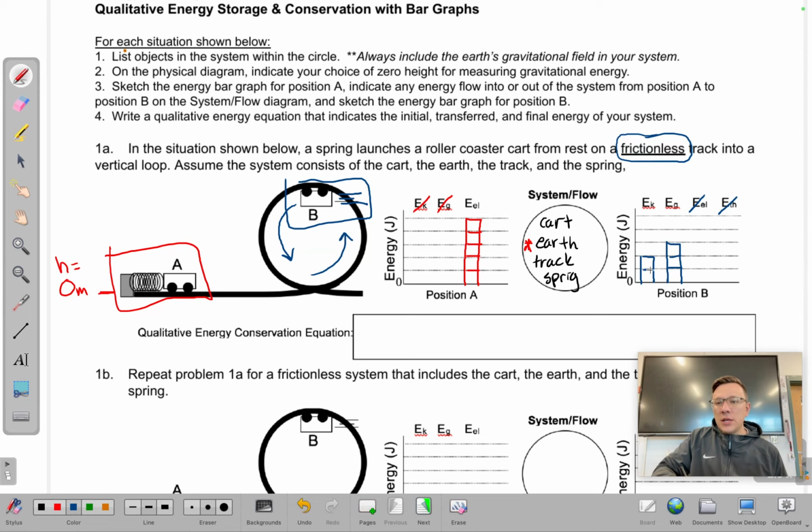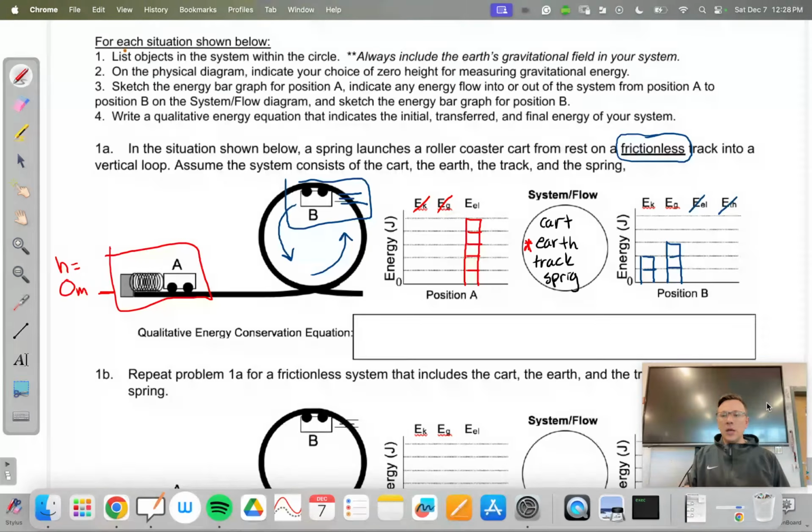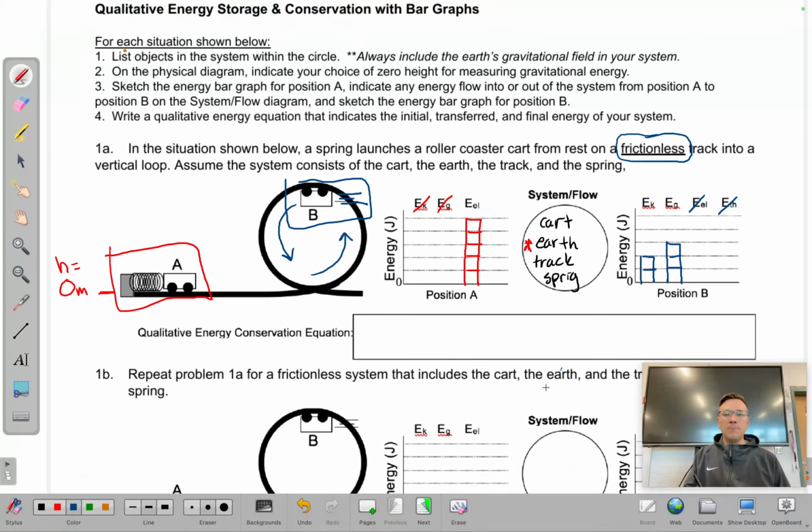If you did it the other way around, that's okay. We just all want it to be relative to our example, and make sure that when we do 1A and 1B and 1C, it's all relative to each other. And again, this will make more sense as we go through that.